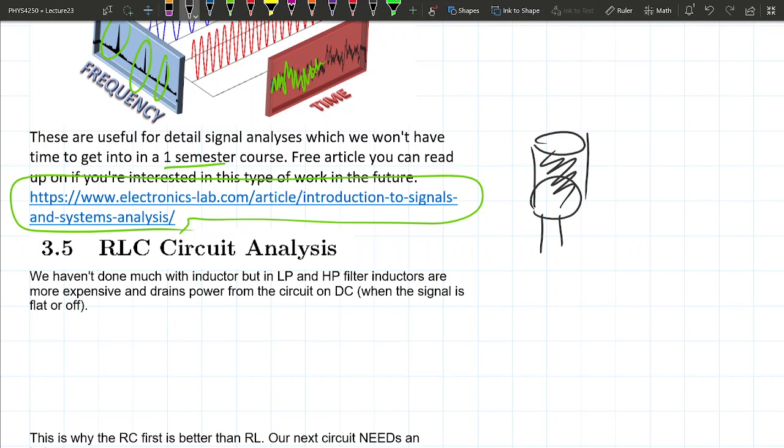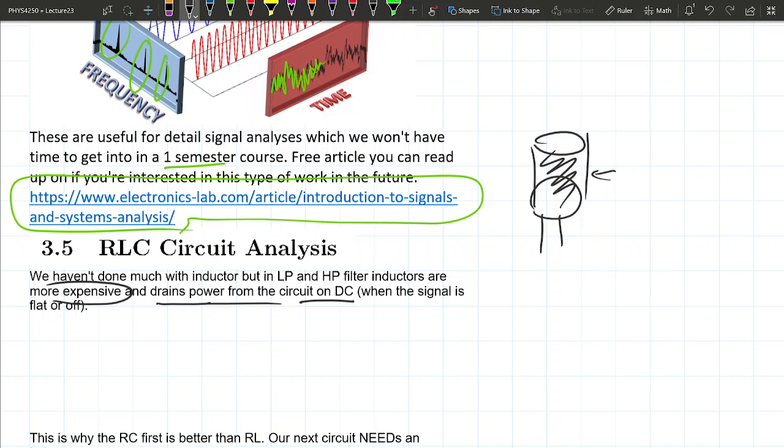We haven't done much with inductors because they're not as good as capacitors. Remember that an inductor acts opposite to a capacitor: instead of a phase shift of minus pi over 2, you get a phase shift of plus pi over 2. It's also interesting that inductors are more expensive to make, and they also drain power from a DC source.